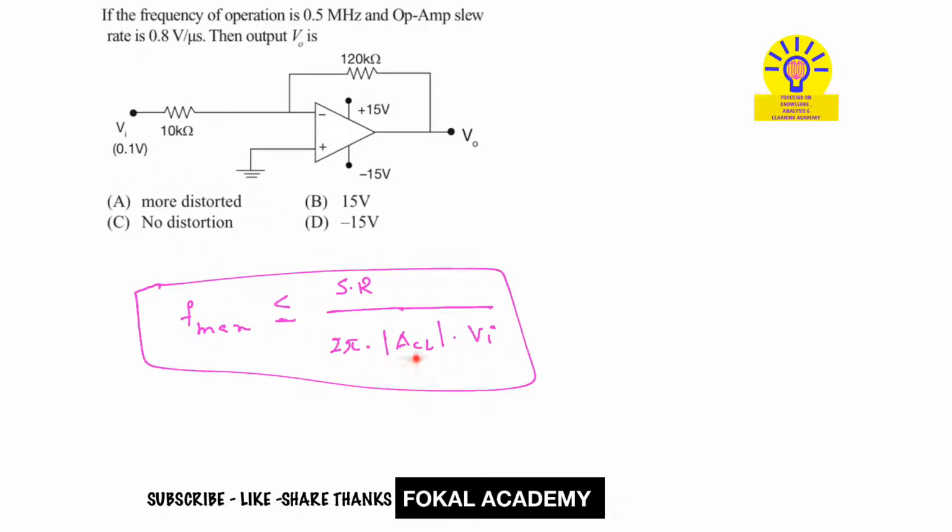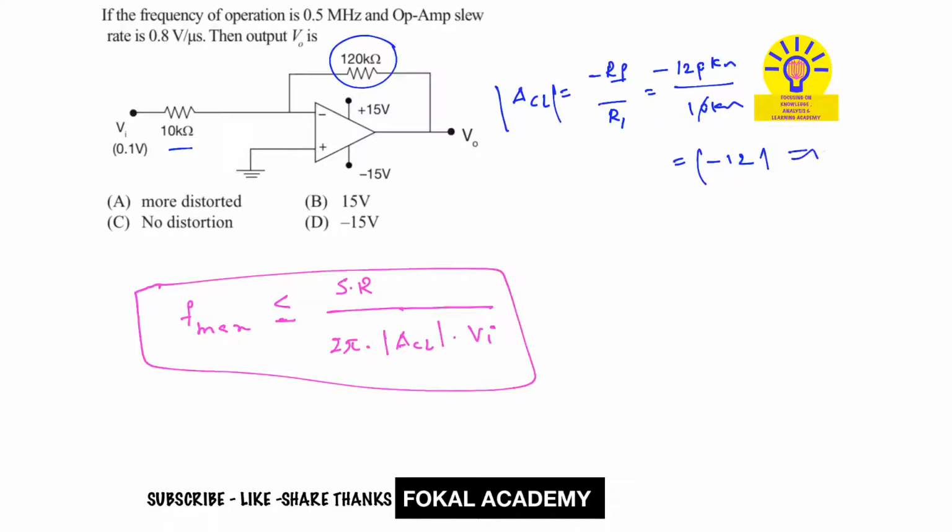So what is the ACL? The closed loop gain. Here the op-amp is an inverting op-amp, because the source was given to the inverting input terminal. So the closed loop gain is defined as ACL equals minus Rf by R1. Here Rf is 120 kilo ohms, divided by R1, which is 10 kilo ohms, so that's equal to minus 12. But we want the modulus value, so that equals 12, because we want only the modulus value.